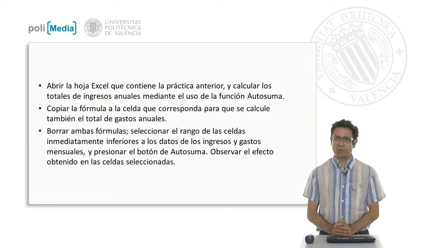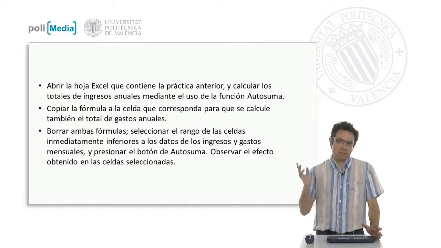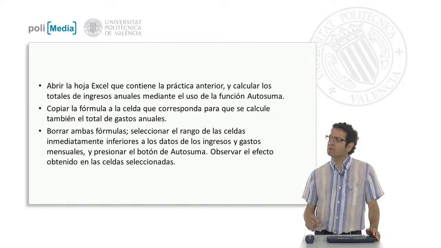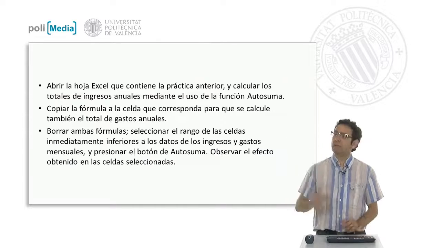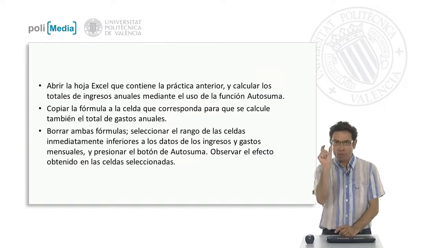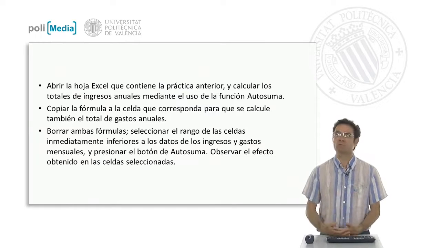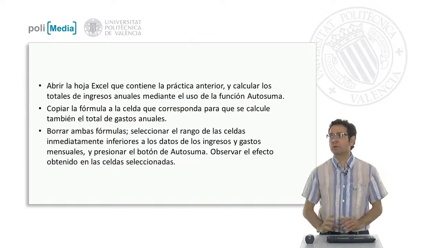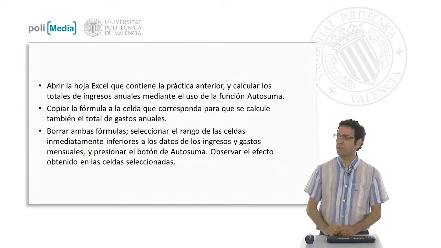Now we will resolve the exercise that tells us to open Excel, to open a previous session, and calculate the totals of annual earnings through the use of the AutoSum function. After that, it will ask us to copy this expression we have made. Logically, we have to solve the previous point through the use of a formula, and we copy it into the corresponding cell so that it also calculates annual expenditure. Then it tells us to delete the formula and do something else.